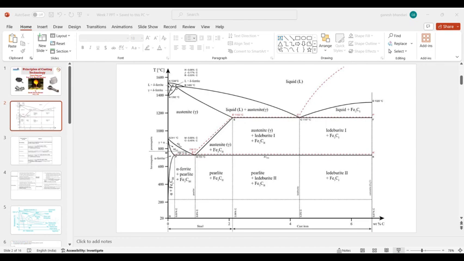Now we will talk about the different types of annealing processes. In case of normalizing or tempering, there is only one type of process. When we talk about annealing, we talk about different types of annealing. The annealing process can be defined as four different types: diffusion annealing, full annealing, spheroidized annealing, and process annealing.